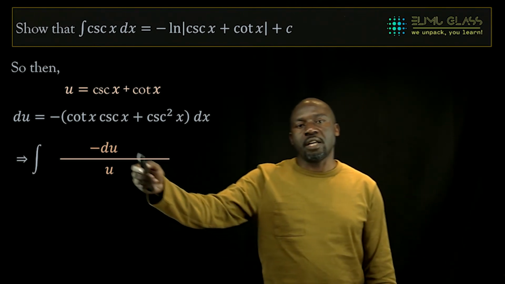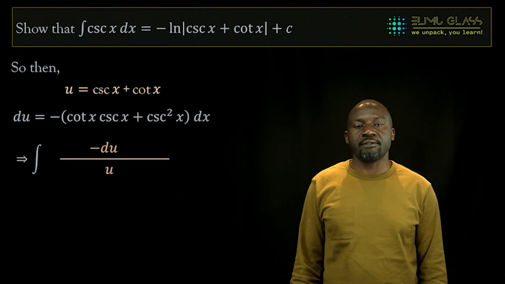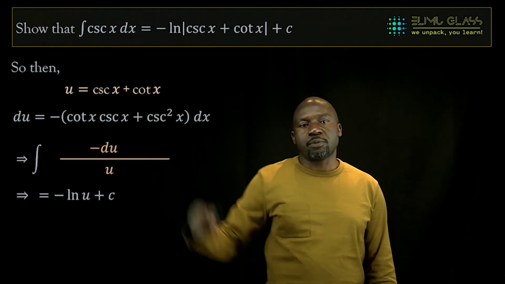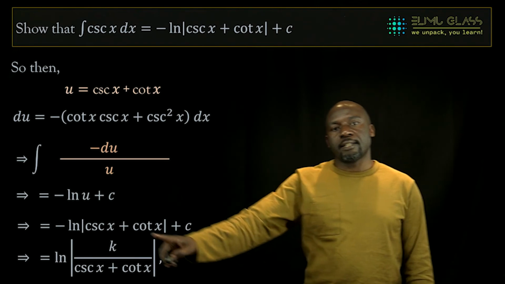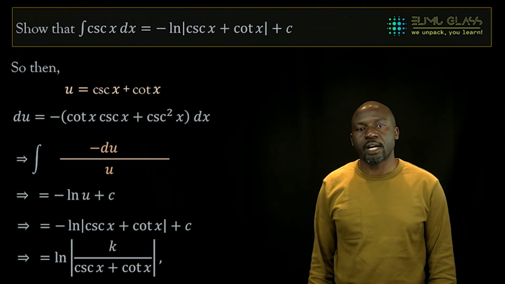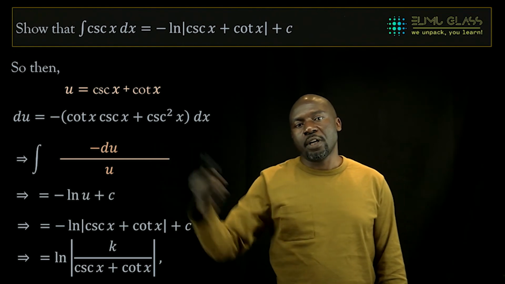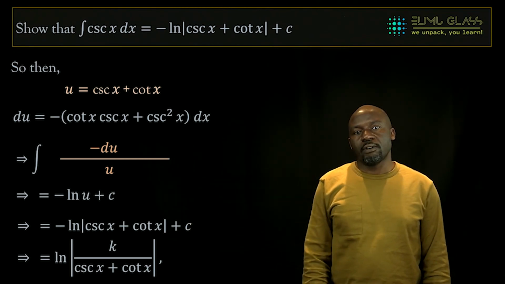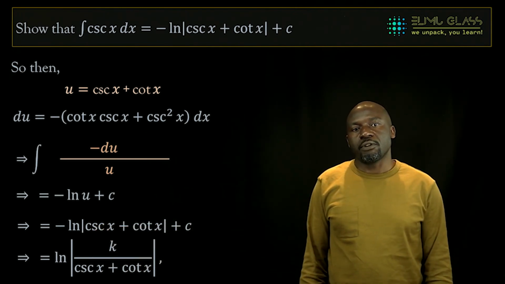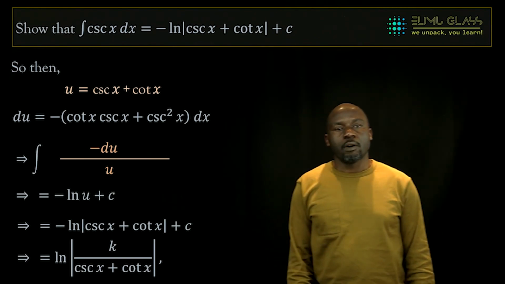All we are integrating now is minus du over u, which easily is negative ln of u. But u was given by that expression, so we can write that as minus ln of cosec x plus cot x, and this here is the integral of cosec x. So the integral of cosec x is given by negative ln of cosec x plus cot x, plus c. Okay, thank you very much.